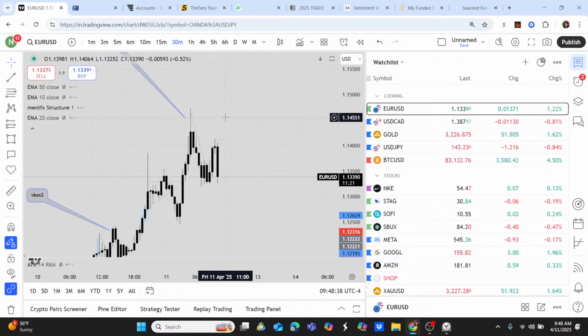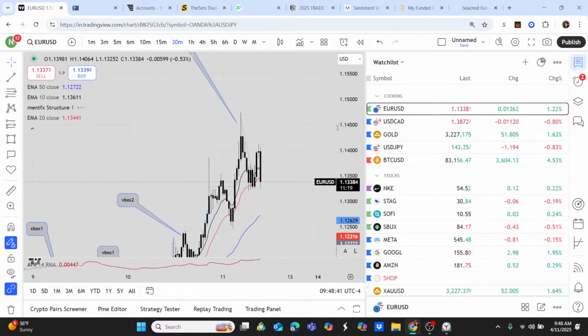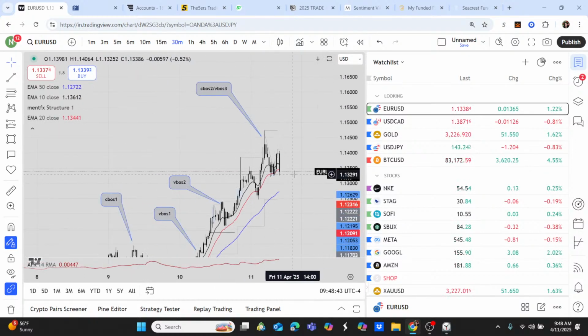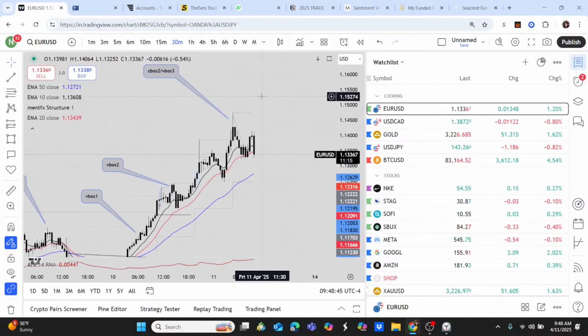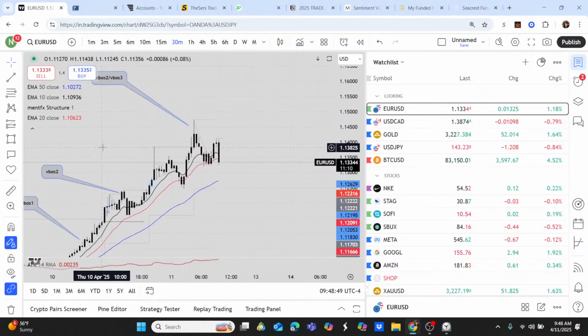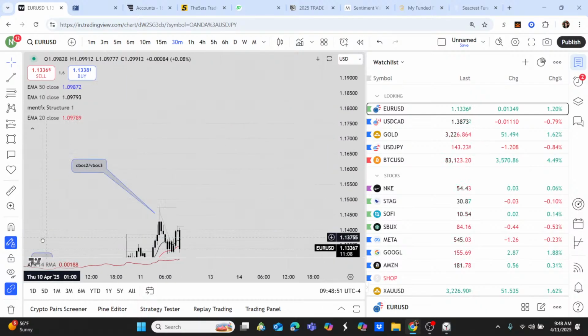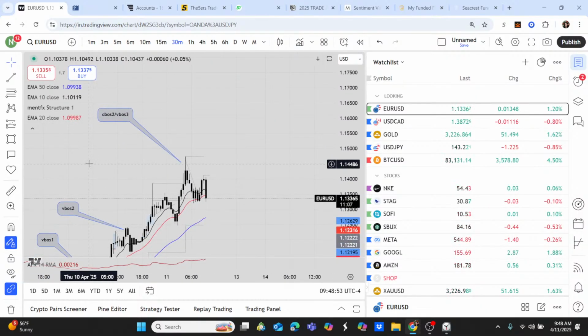So possibly in this area, it might even flush right here. But the only thing that matters is the execution. I analyzed. It doesn't mean I'm gonna get a trade.